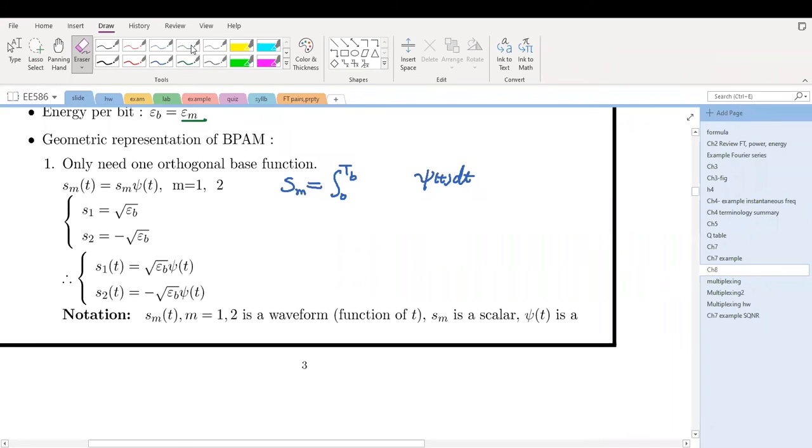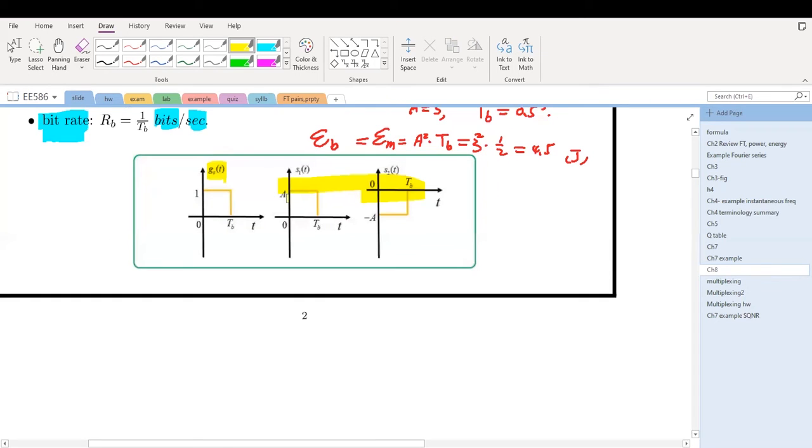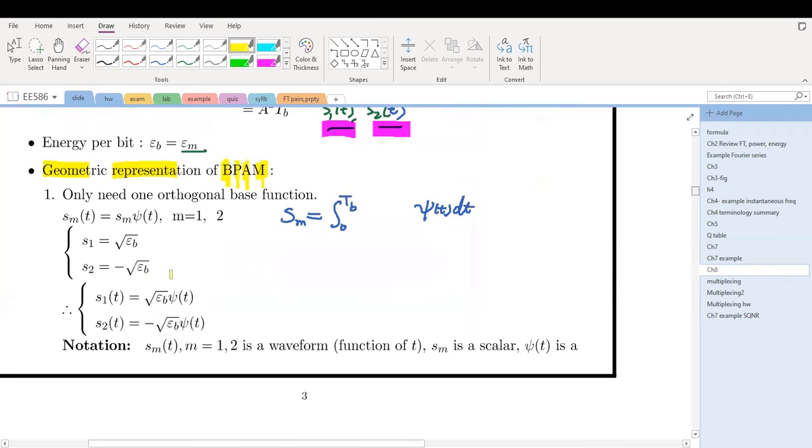In this video, we discuss the geometric representation of binary pulse amplitude modulation. Basically, we want a way to represent a waveform. In a lot of cases, we can plot those waveforms in a graph, but we want to represent them mathematically as well. Here, we're going to introduce an orthogonal base function.